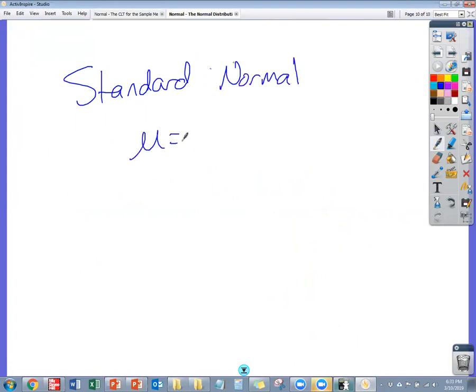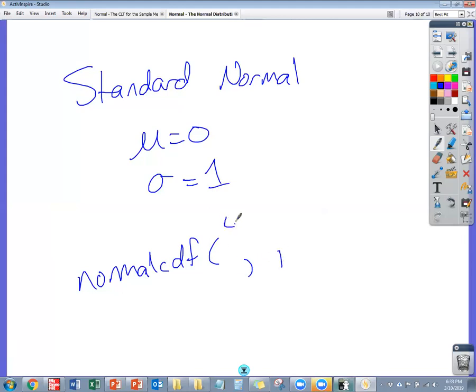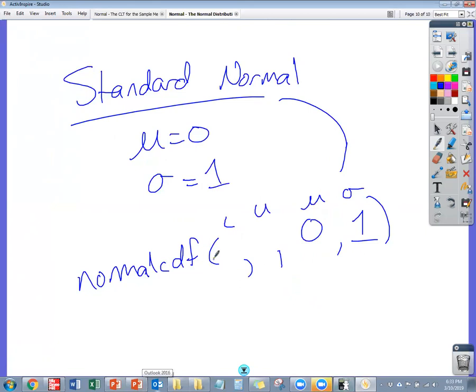But if you're dealing with standard normal, just remember that your mean is equal to 0 and your sigma is equal to 1, which means you're doing normal CDF. You've got your lower bound, your upper bound, your mean, and your sigma. Then whenever you're doing stuff with standard normal, just do it like that. Just put your lower and upper bound, there's your mean, there's your standard deviation.